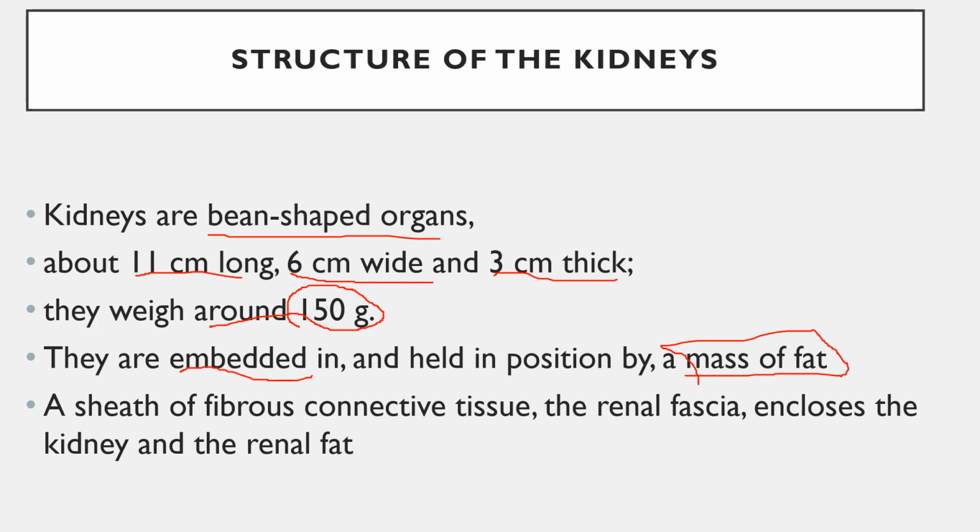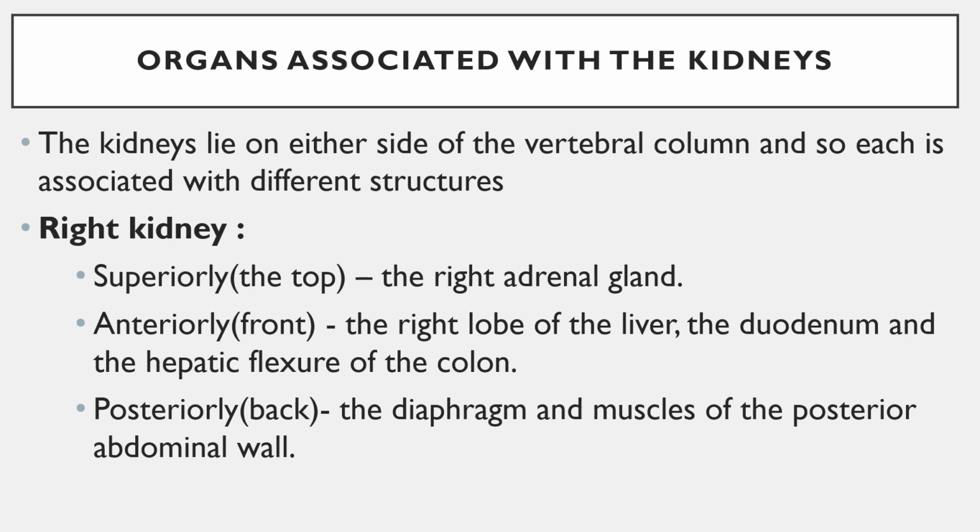Then they say there is also a sheath of fibrous connective tissue, renal fascia, that encloses the kidney and the renal fat. So that's the structure of the kidneys. Now, organs associated with the kidneys. What are other organs that are close or in contact with the kidney?